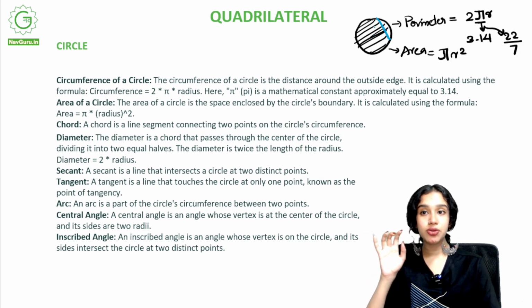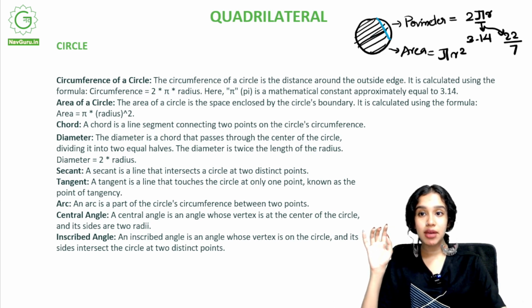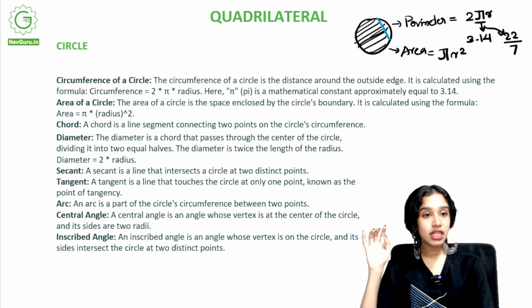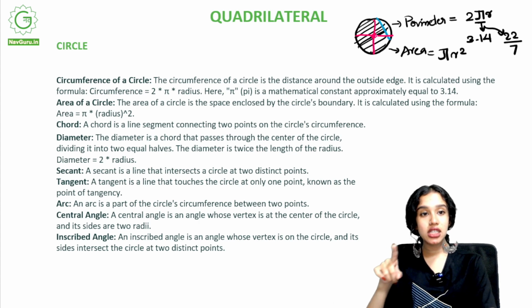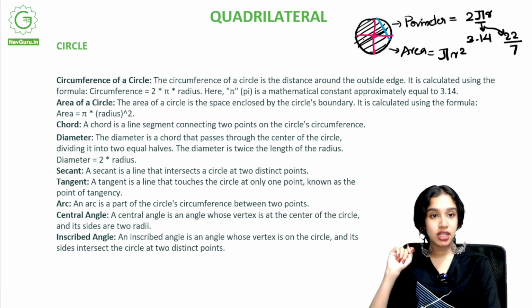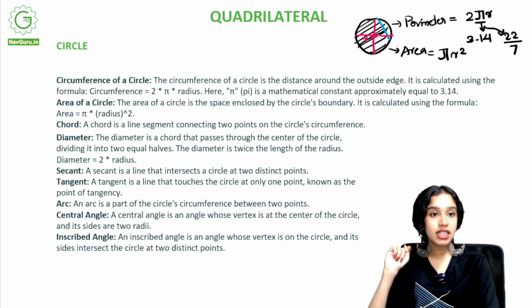What is the diameter of a circle? Basically, the diameter of a circle is a chord. A chord means a line connecting 2 different points on the edge, and the diameter passes through the center. If I'm connecting these 2 points, it's passing through the center. This line is called the diameter of the circle. And what does it do? It gives us 2 radii. What is the diameter? The diameter is 2 times the radius, right?